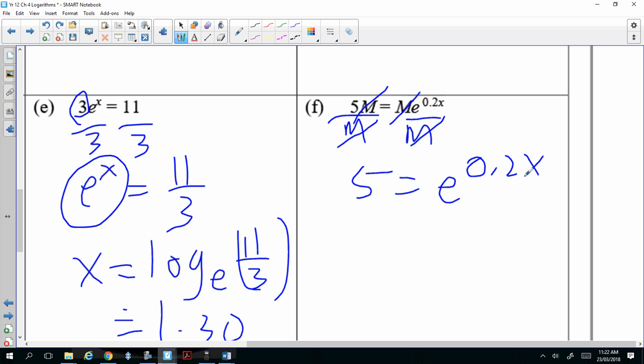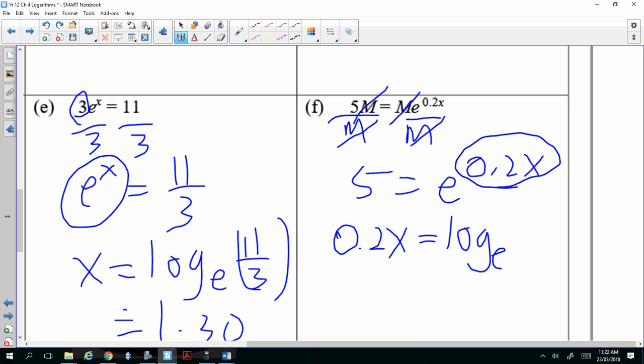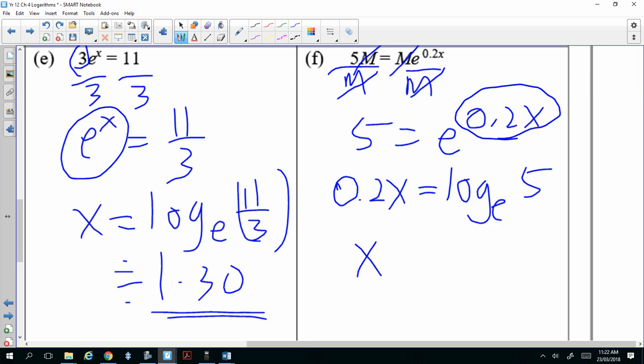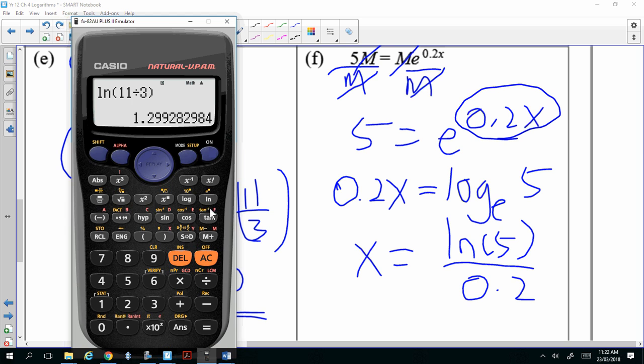So write it in log form: 0.2x, make the index the subject, is log base e 5. And then you can find x by dividing both sides by 0.2: ln 5 over 0.2. Using your calculator, you get your answer. So you do ln 5, close bracket, divided by 0.2. Okay, 8.05.